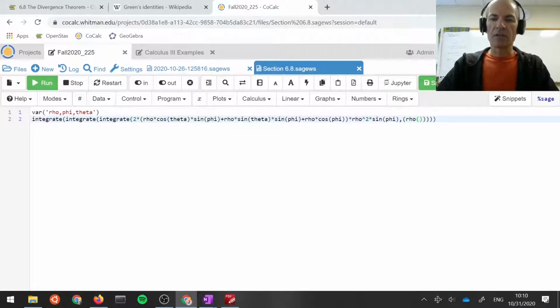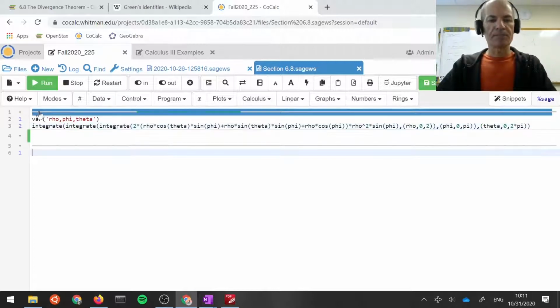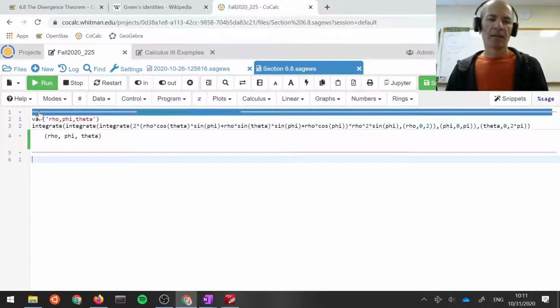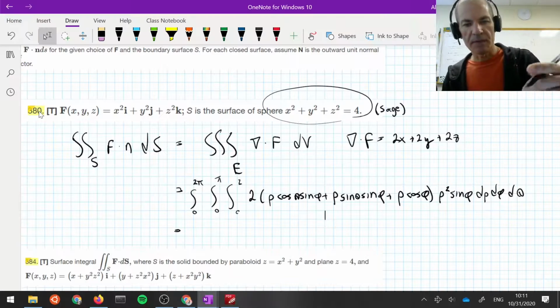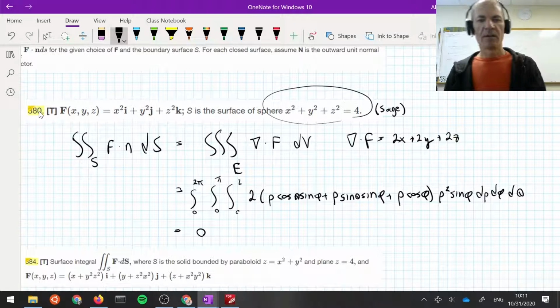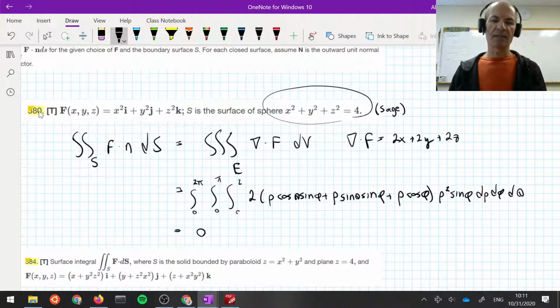Rho is going to go from 0 to 2. Phi is going to go from 0 to pi. And theta is going to go from 0 to 2 pi. Hopefully I got my syntax right. Let's see. Let Sage grind away a little bit, and we get 0. That was unexpected. Does that make sense?